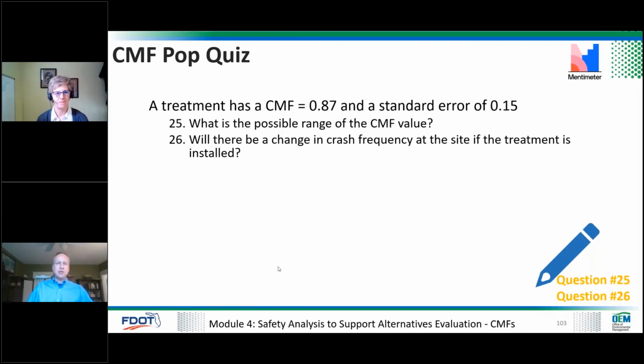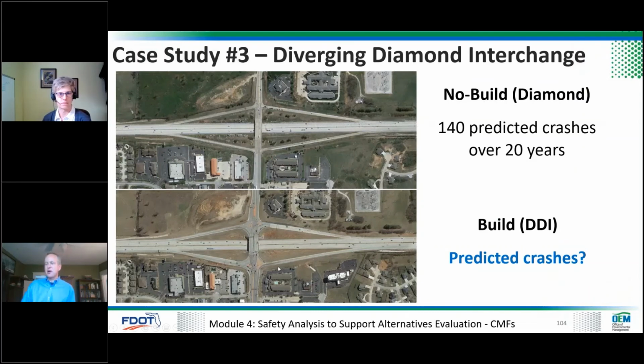Yep. All right. Well, it's a little after 4:30, and we've got one case study and then a little bit of wrap up, so we will end before the hour. This next case study is going to be a little bit of live CMF online looking, and we're going to use diverging diamond interchange as our example.